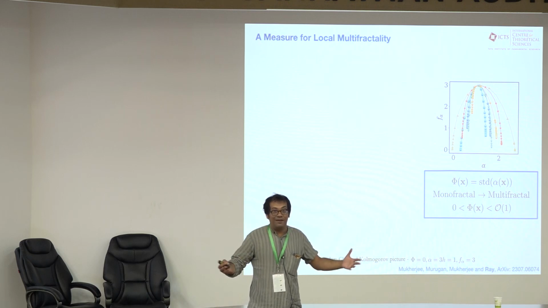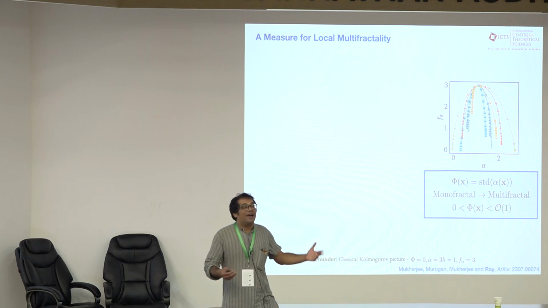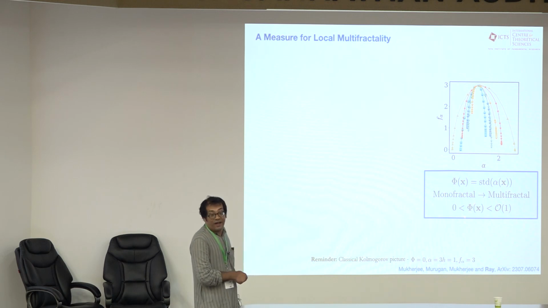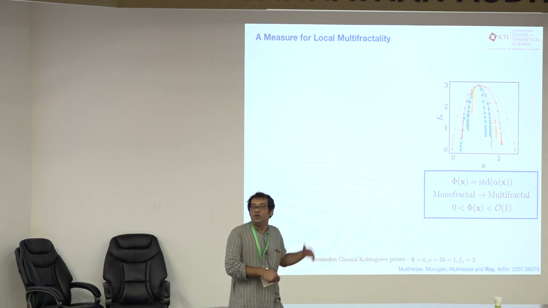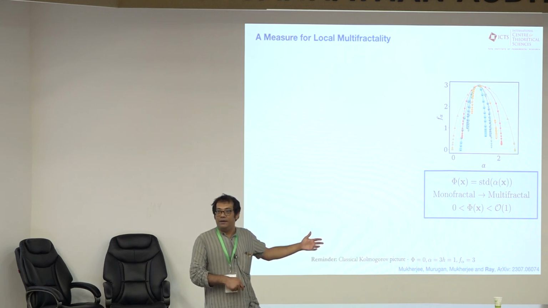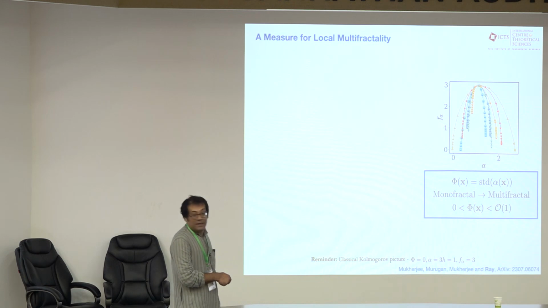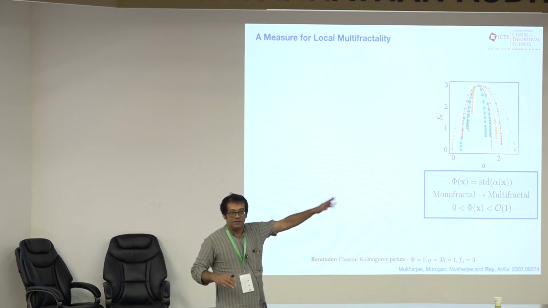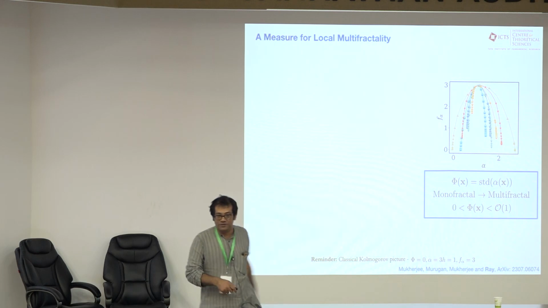We have a bunch of numbers, alpha. I can construct phi as the standard deviation of that alpha, and I'm going to look at this phi field. And this phi varies between 0 and order 1. Actually, you can show by hand what the upper limit of phi is by assuming a uniform distribution of alpha. The number turns out to be 1.2 or something.